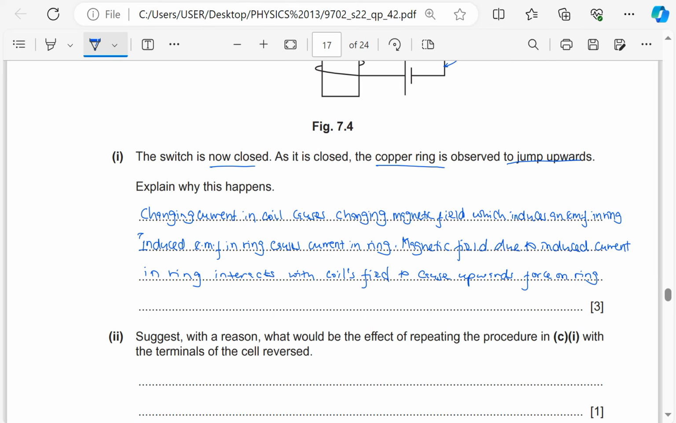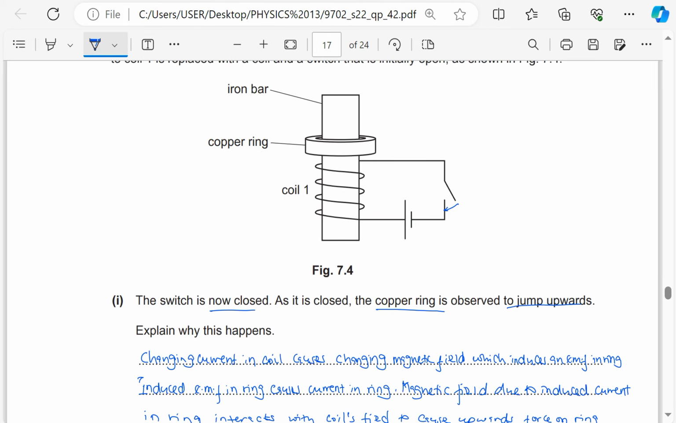So alternatively, we could talk about the induced current in the ring being perpendicular to the coil's magnetic field. And if the induced current in the ring is perpendicular to the coil's magnetic field, still it will cause an upward force because by Lenz's law, let's say the current here is flowing in this direction. So the induced current here in the ring is going to be perpendicular to the magnetic field.